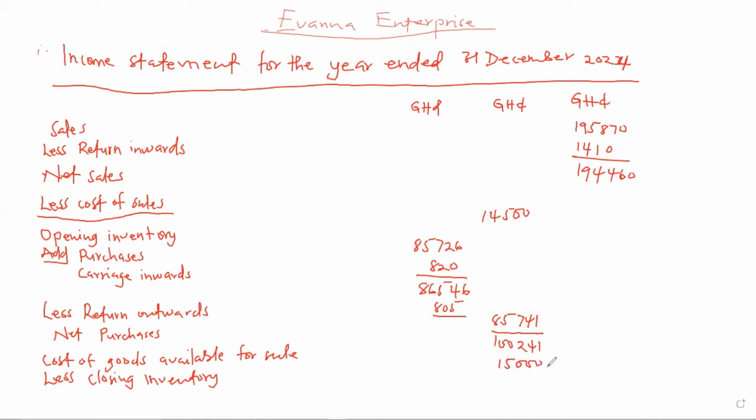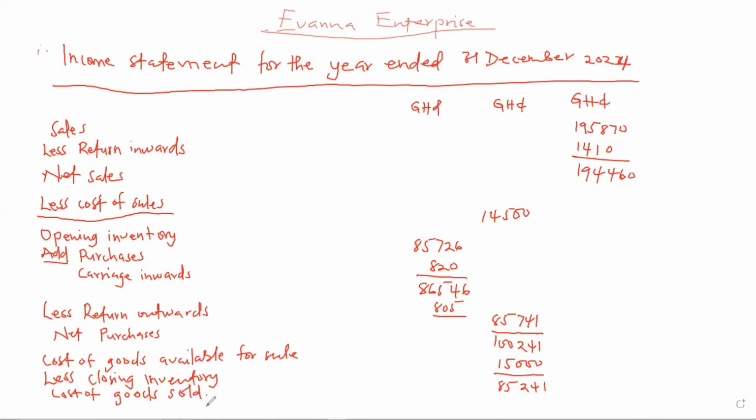Closing inventory in the question is 15,000. So when we less 15,000 from this, then we get 85,241. This is what we call cost of goods sold.